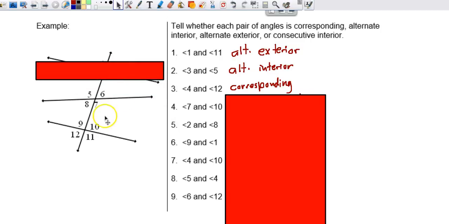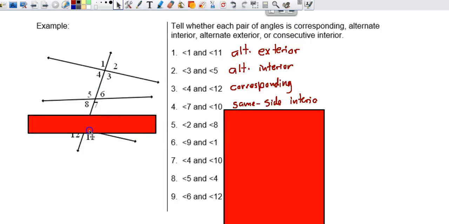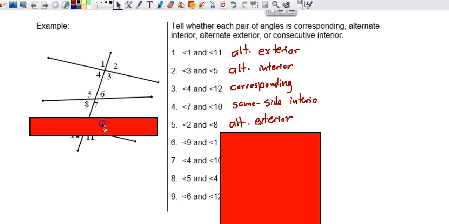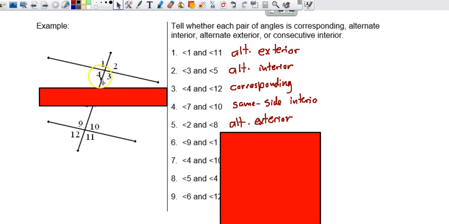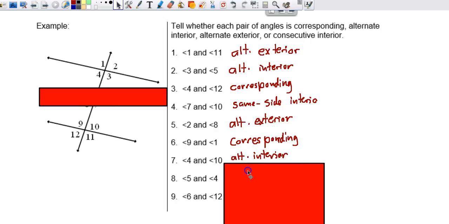All right, 7 and 10. These are both on the same side of this line. They're inside these lines. I call them same side interior or consecutive. 2 and 8. But with these two lines, these are on the outsides and they're on opposite sides, so they're alternate exterior. 9 and 1, again, they're in the same position, so we say corresponding. 4 and 10 are between the lines, so they're interior and they're on opposite sides, alternate.